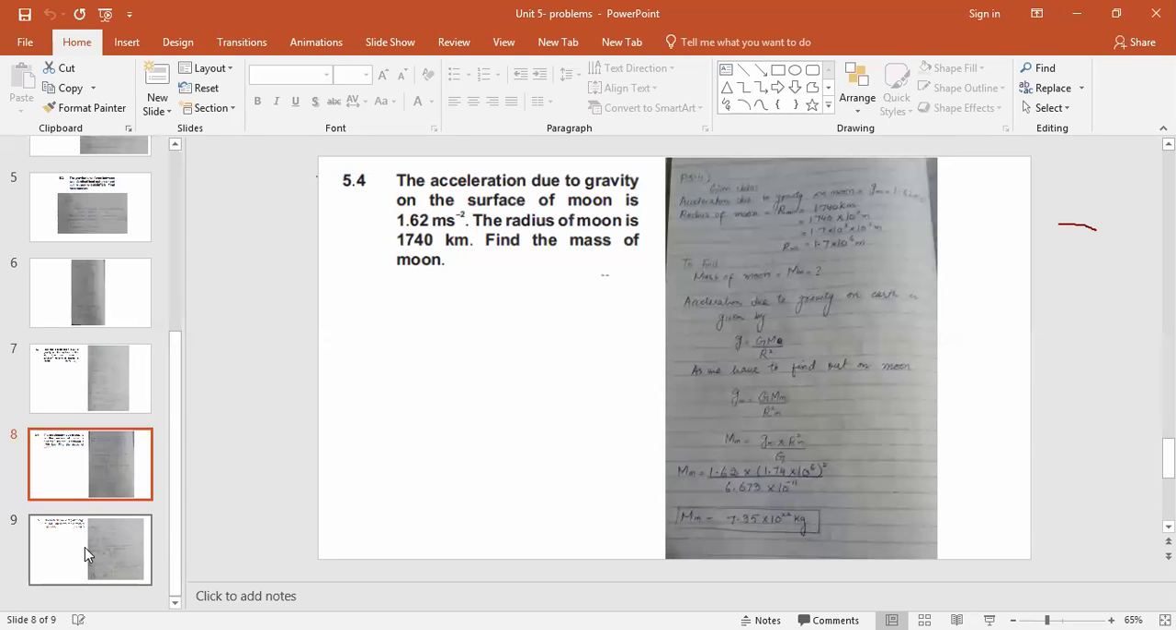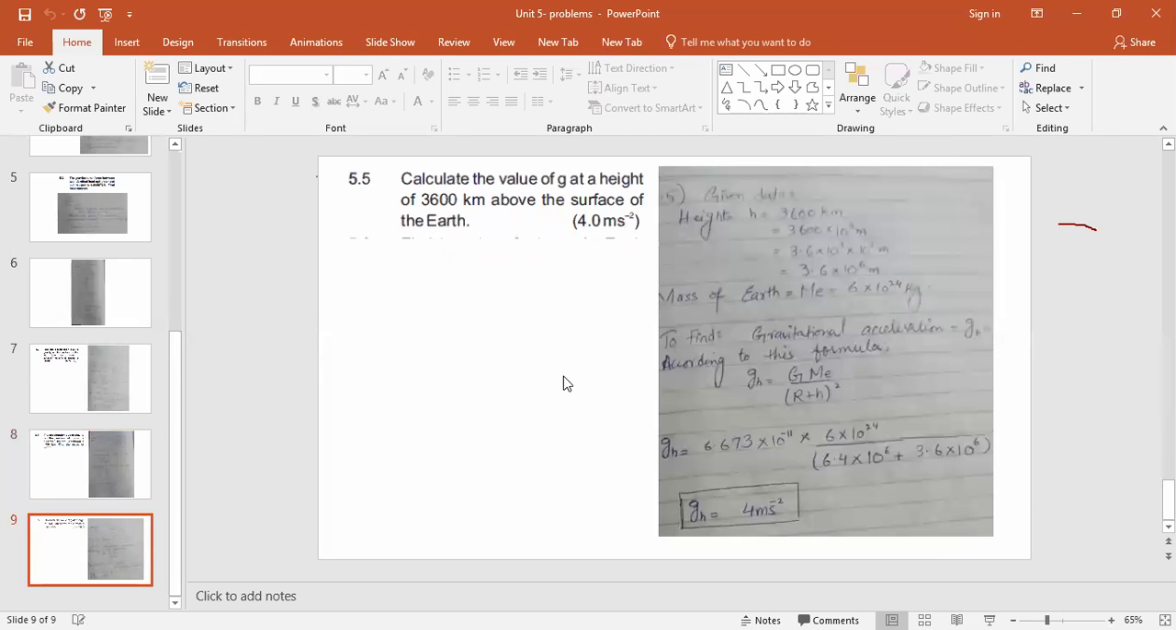Now the last problem which you have to do in your notebook, today you have only 5 problems to do in your notebook. Calculate the value of g at height 3600 kilometer above the surface of the Earth, right? So we have to find out the value of g, and here the word height is mentioned. It means we are dealing with altitude. So we have to use the formula which we have discussed in the case of altitude, and the height is given to us, which is 3600 kilometer above the surface of the Earth.